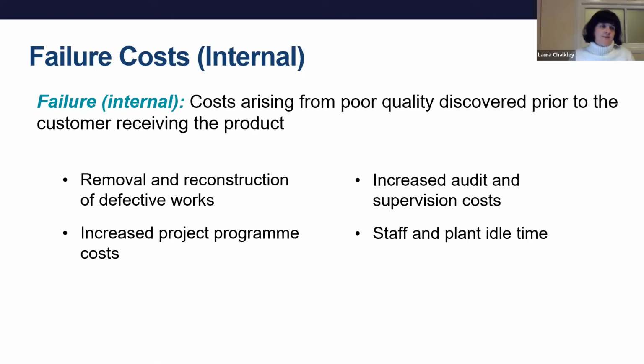And those costs themselves can then result in increased audit and supervision costs. When things go wrong, we're more likely to want to go back and check more frequently. And you're also going to lose staff and plant downtime while we get new materials in, or while we have to get work redone. Another trade might be stood on the side waiting.